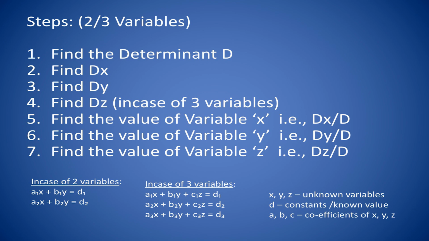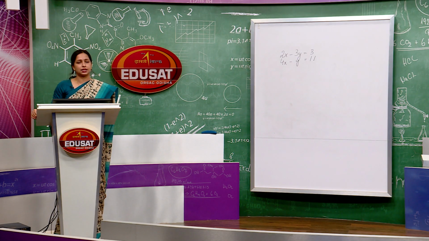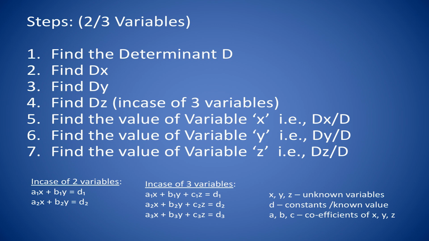Next, we have to find Dx. In the Dx determinant, we substitute the coefficients of x with the known values. For Dy, we substitute the coefficients of y with the known values, and if there is another unknown variable, let us say z, similarly we substitute the coefficients of z with the known values. Then we follow this formula: to find the value of variable x, we do Dx by D, to find y, we do Dy by D, and for z, the formula used is Dz by D.